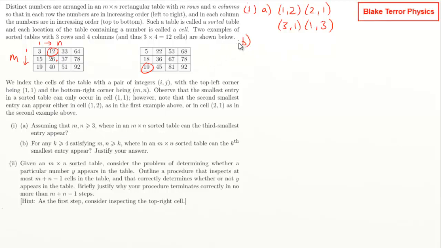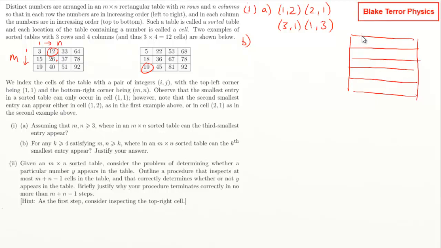Part B. For any k greater than or equal to 4, satisfying m and n are greater than or equal to k, where in an m by n sorted table can the kth smallest entry appear? Okay, let's try and think about what's going on here. Let's draw out a little grid. So slightly bigger table, sort of 5 by 5.